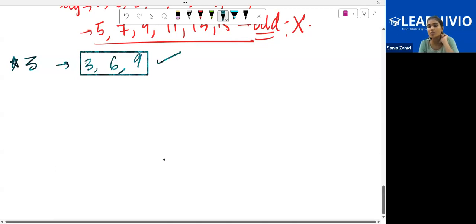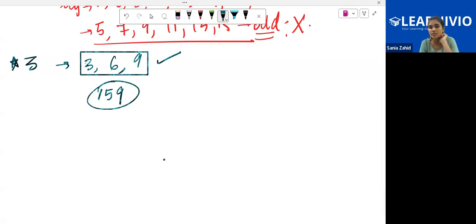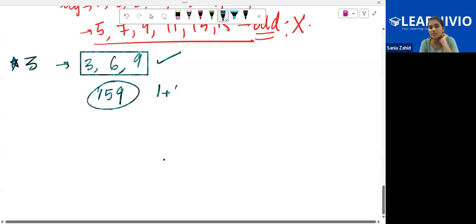But if I talk of a two digit number or more than two digit number, like if I say 159, I have to tell is 159 divisible by 3 or not. So what will I do? I will add the digits. I will add 1 plus 5 plus 9. What will I get? 15. Now tell me, Haya, is 15 divisible by 3 or not?